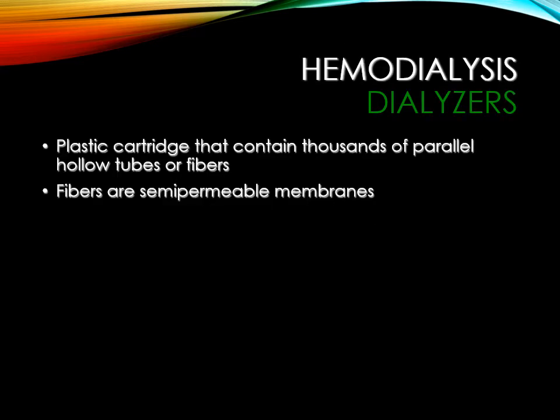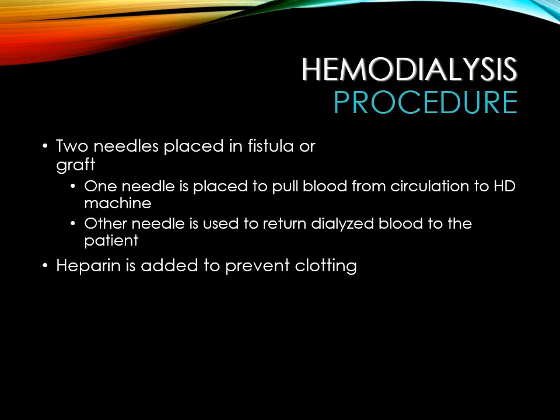Also, there are hemodialysis dialyzers. The blood is pumped into the top of the cartridge and is dispersed through all these fibers. Dialysis fluid, or dialysate, is pumped into the bottom of the cartridge and bathes the outside of the fibers. When the dialyzed blood reaches the end of thousands of semi-permeable fibers, it converges into a single tube that returns it to the patient. The hemodialysis procedure utilizes needles that are placed into the fistula or the graft.